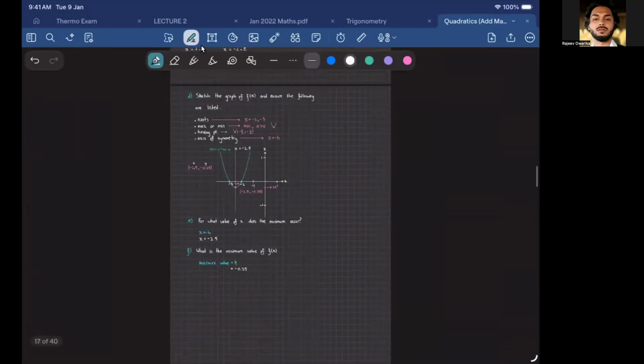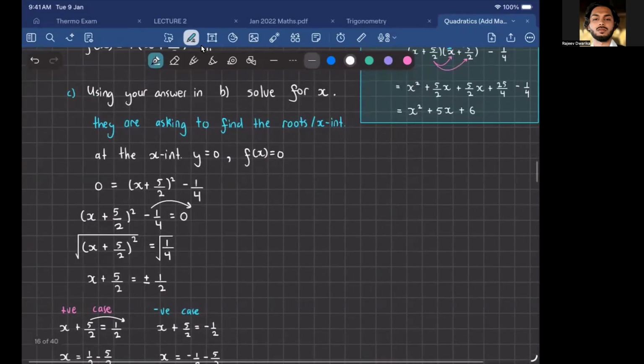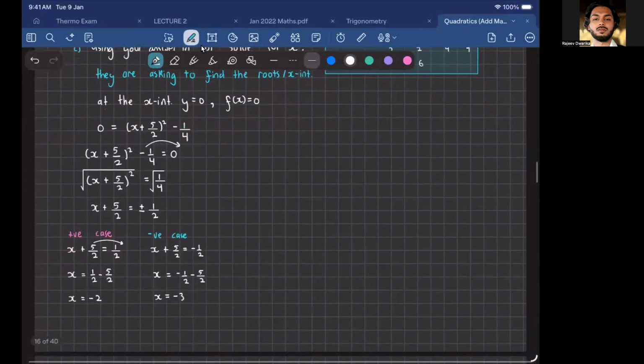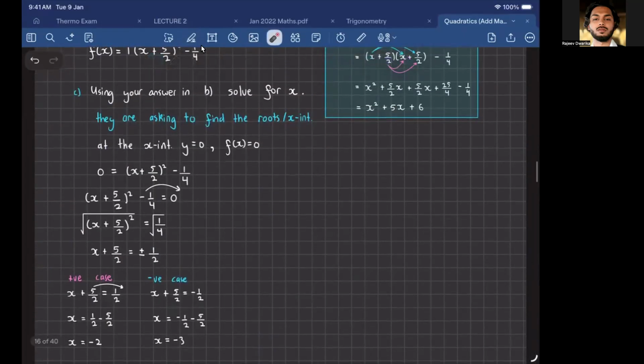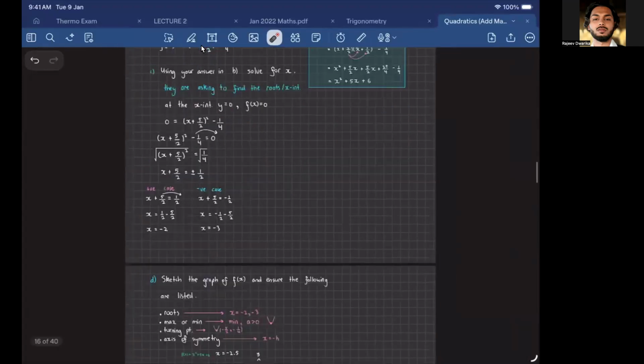Now, Caleb and Zachary, you would have missed the part where I showed the class how to solve the roots or the x-intercepts using the completed square form. Essentially, at the x-intercepts, y is equal to 0, or f of x is equal to 0. So you let the whole thing be equal to 0 and make x the subject. I could go through the notes, and if anything is confusing, just let me know. I will send the prior recordings as well.